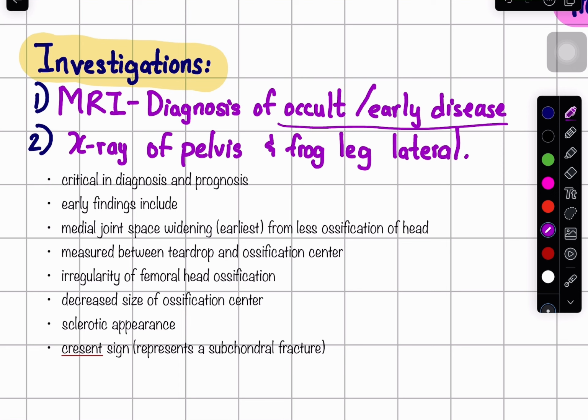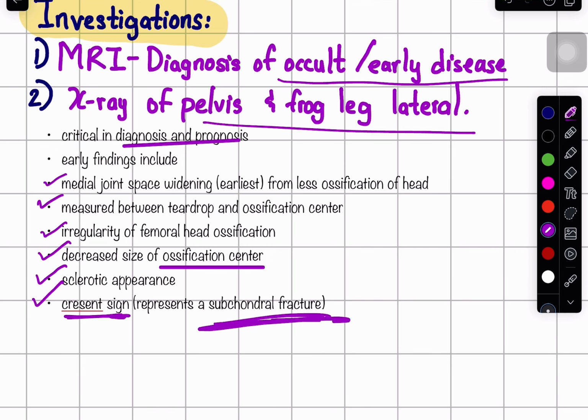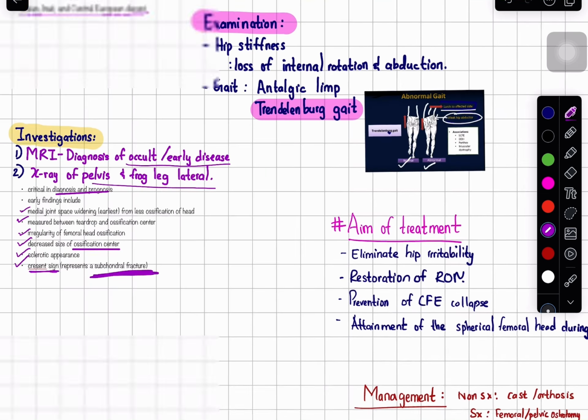And the usual important investigation that we do is X-ray for pelvis and frog leg lateral, which is helpful in diagnosis and prognosis. Early findings usually include medial joint space widening, the earliest, from less ossification of the head, measured between the teardrop and ossification center, irregularity of the femoral head ossification, decreased size of the ossification center, sclerotic appearance, and the crescent sign. The crescent sign represents the subchondral fracture. I hope you can remember this.